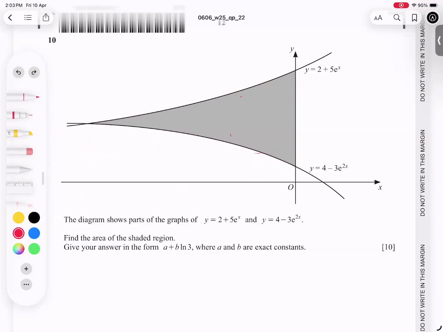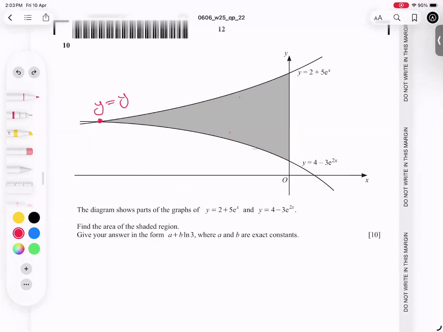So first, step number one, I'm going to say y equals y. So this y and this y, I'm going to put equal to each other. So 2 plus 5 e to the power x is equal to 4 minus 3 e to the power 2x. I bring both values to the left side. I get 3 e to the power 2x plus 5 e to the power x, and 4 becomes negative, negative 2, equals 0.